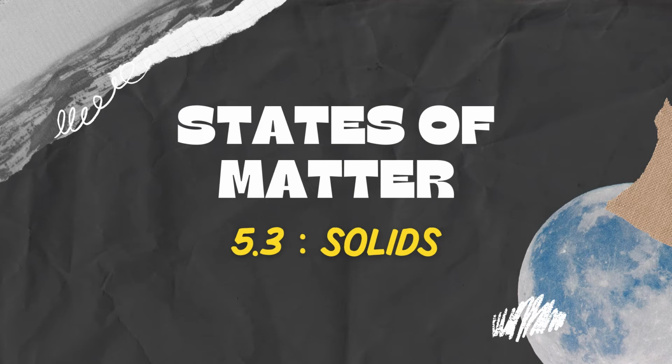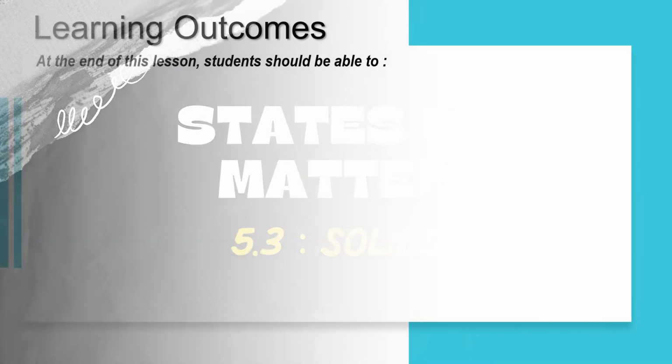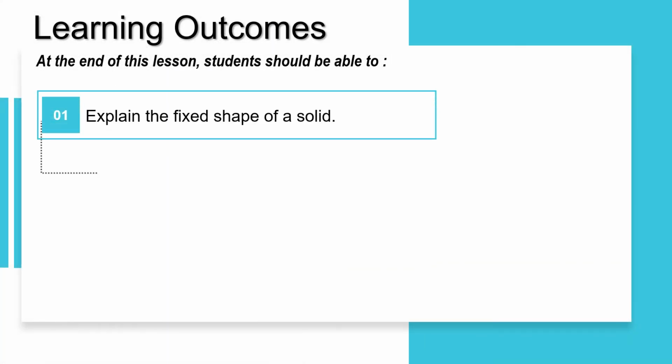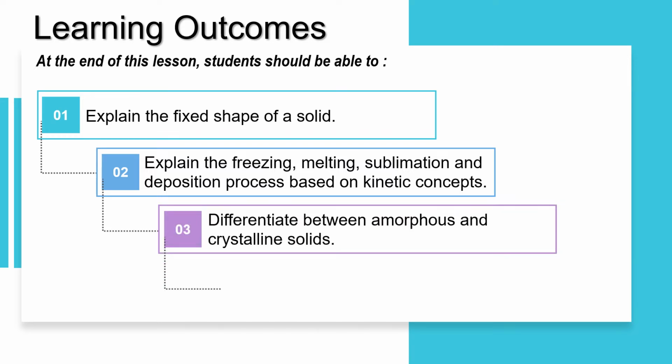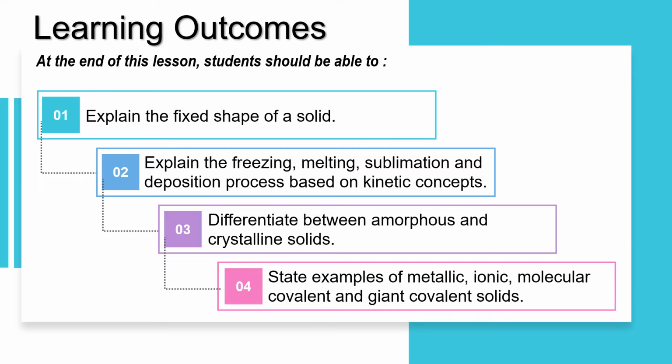In this video, we are going to discuss solids. At the end of this lesson, students should be able to explain the fixed shape of a solid. Then, explain the freezing, melting, sublimation, and deposition process based on kinetic concept. Students also need to differentiate between the amorphous and crystalline solids, and state the examples of metallic, ionic, molecular covalent, and giant covalent solids.